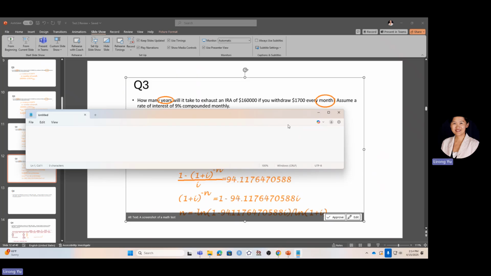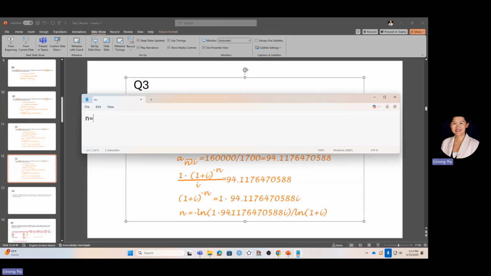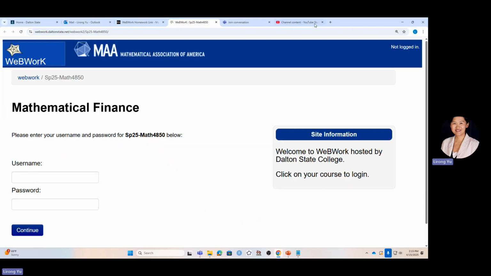Right, so we were supposed to calculate the n. N is equal to negative natural log of 1 minus 94.1176 multiplied by I equal to 0.075, and then divided by natural log of 1 plus I, that's 1.0075. Right, and then we're going to put it into the calculator and finish calculating the n.